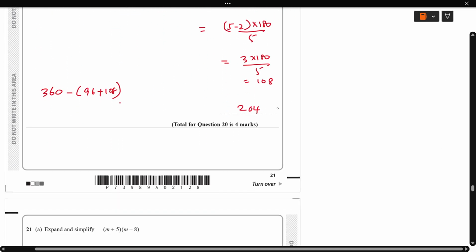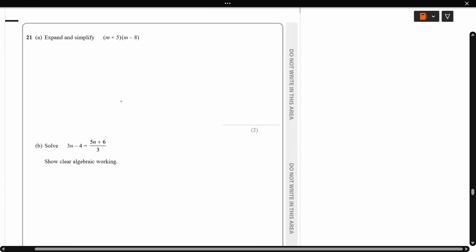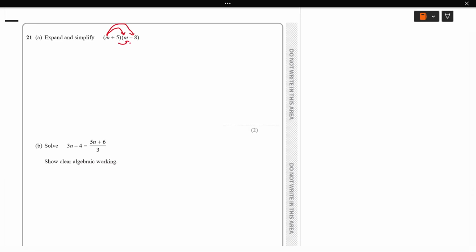Next question, question number 21. Expand and simplify. So expand: multiply here and here, then here and here, and here and here. m times m is m squared, minus 8m, then plus 5m minus 40. Which is m squared, minus 8 plus 5 is negative 3m, minus 40. That is the answer: m squared minus 3m minus 40.